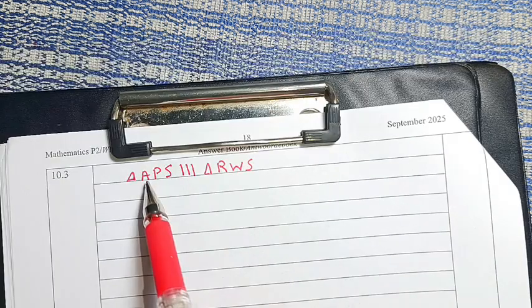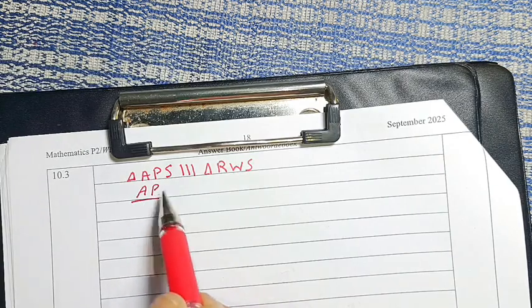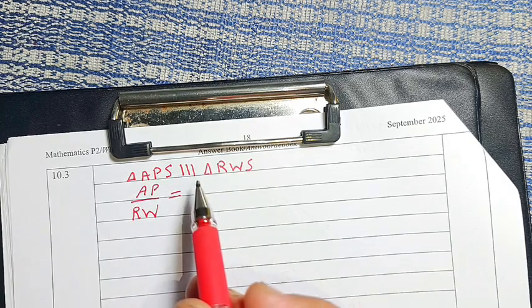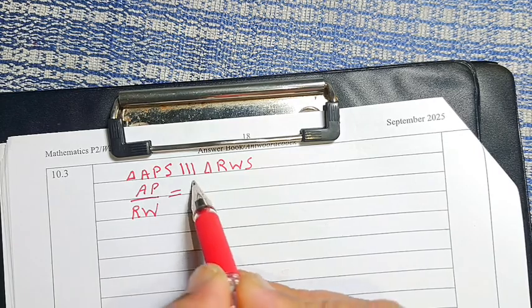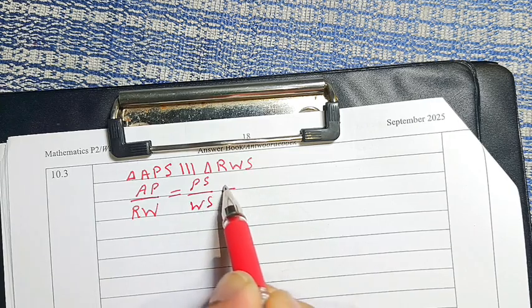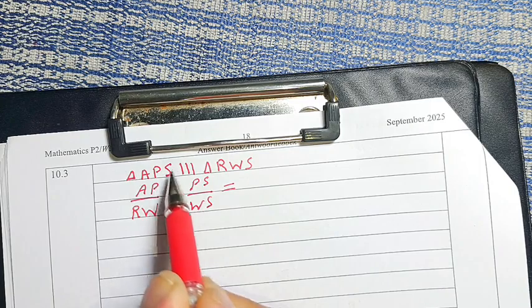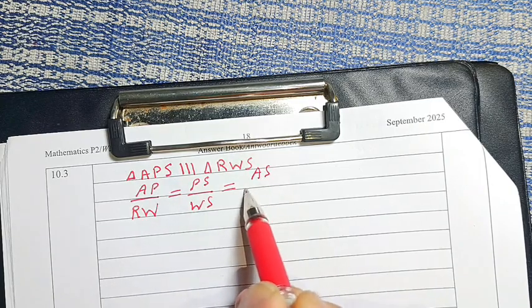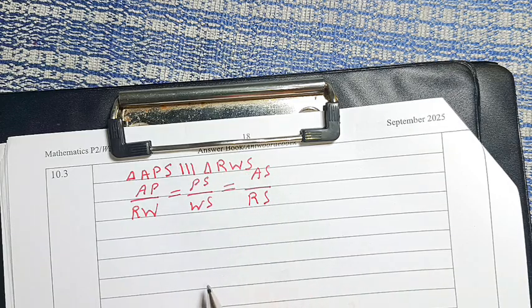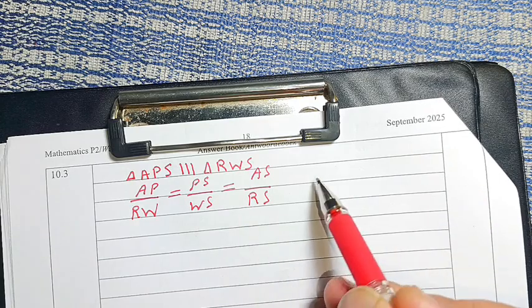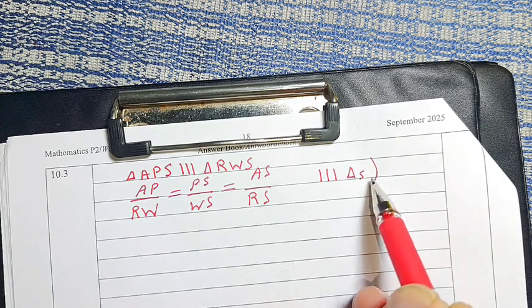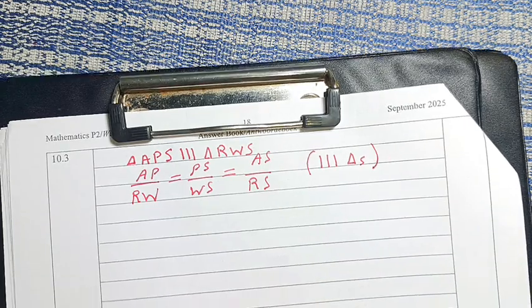So AP over RW is equal to PS over WS is equal to AS over RS. Now, why do we say this? Because similar triangles. We must give the reason.